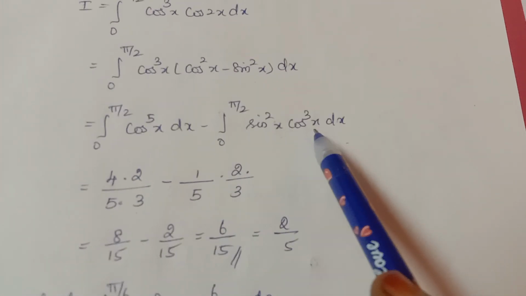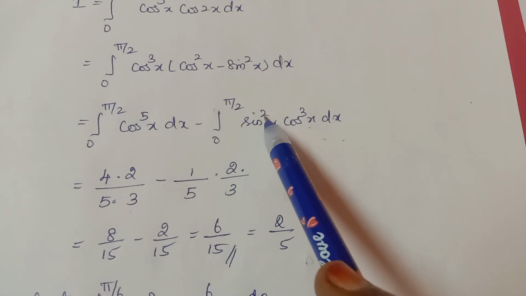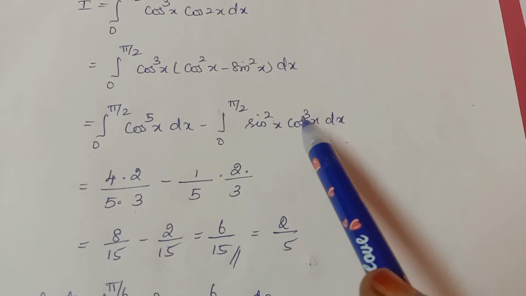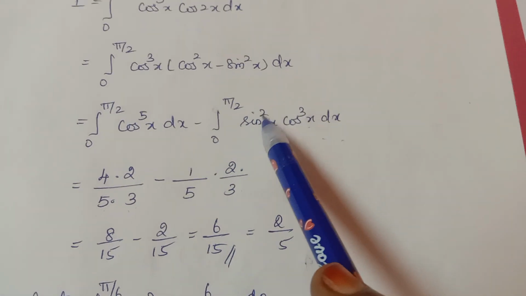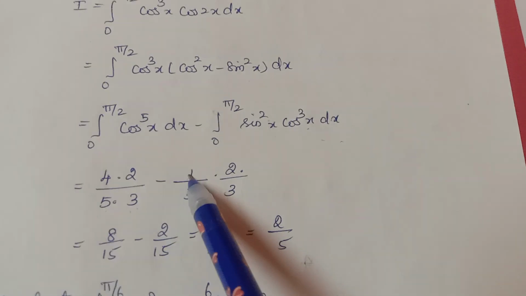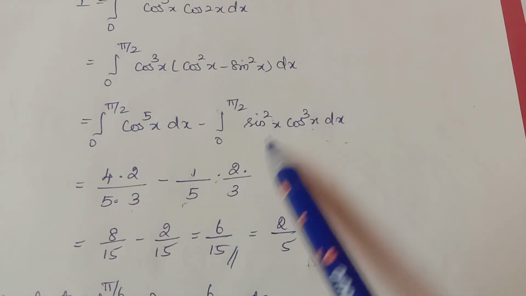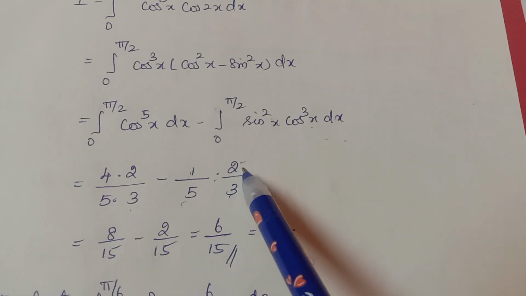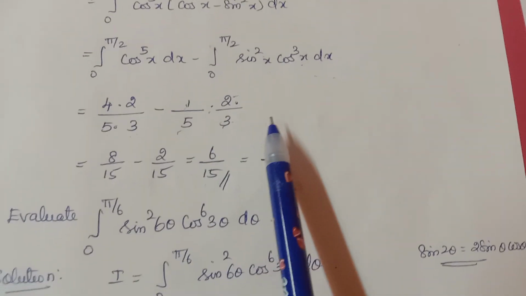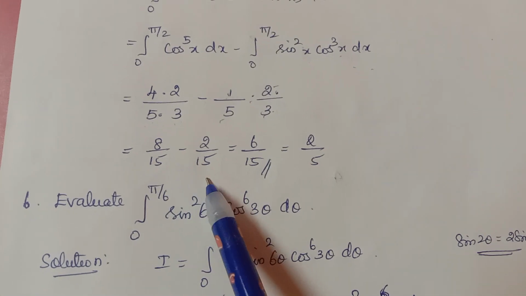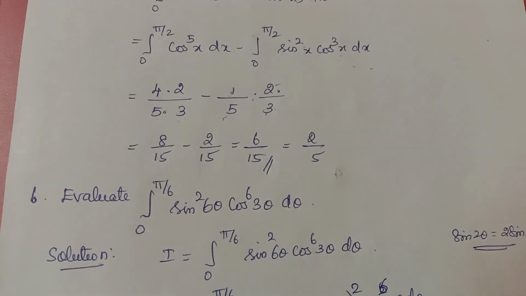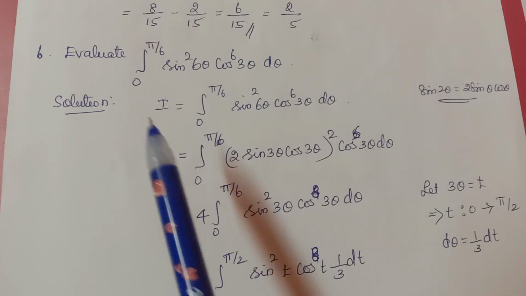Here sin square into cos cube. So this is an even function and this is an odd function. So what will happen? You start with this 2, that is 1 in the numerator, and the denominator 3 plus 2, 5. And then here this 3 is there, no? Start with 2 in the numerator and 3 in the denominator. 2 by 3 is the last factor. Okay, so 8 by 15 minus 2 by 15 equals what? 2 by 5.